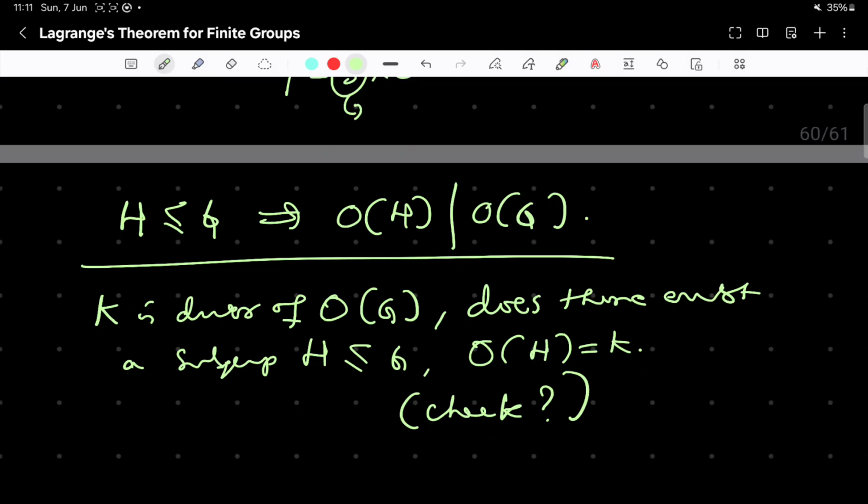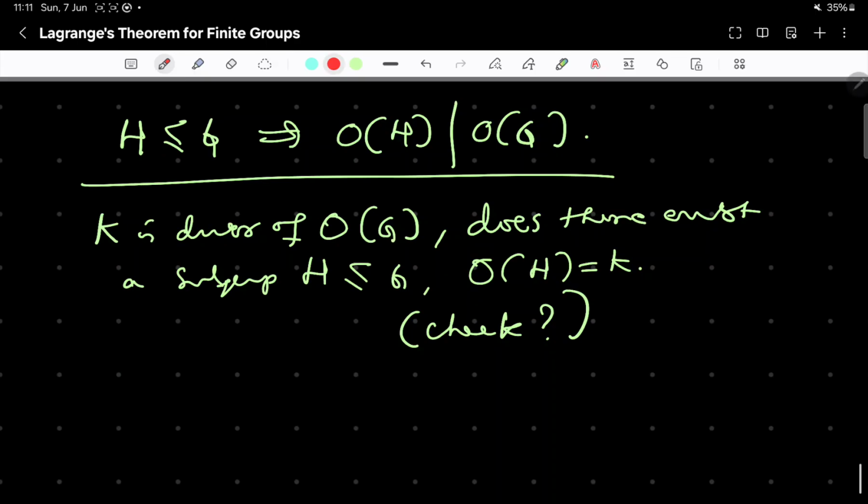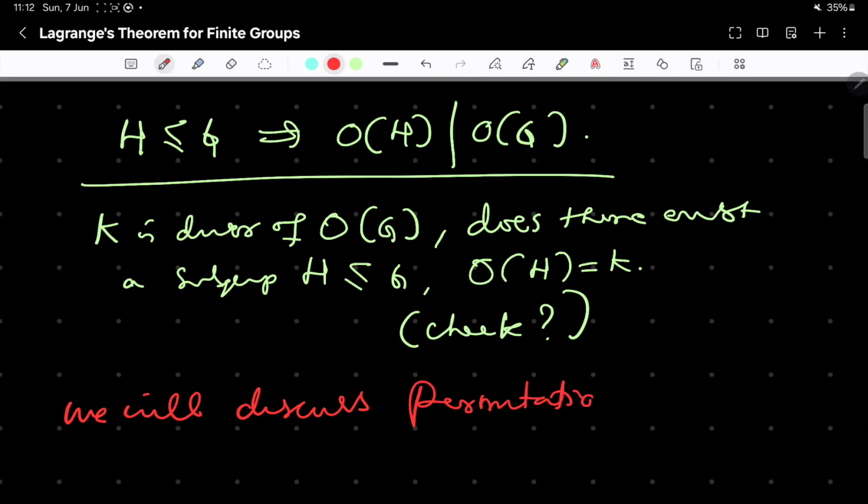Now, that's a final topic, but what I left is permutation groups. So we will discuss permutation groups in the next lecture. They are a very important type of groups, and we cannot miss it. Okay, so we'll see what a permutation group is.